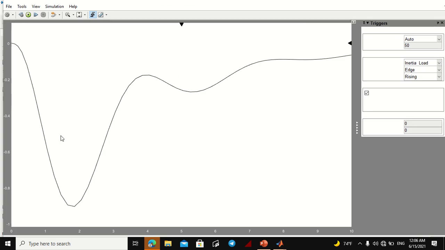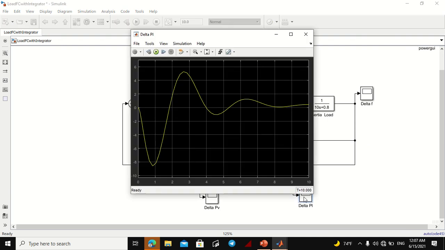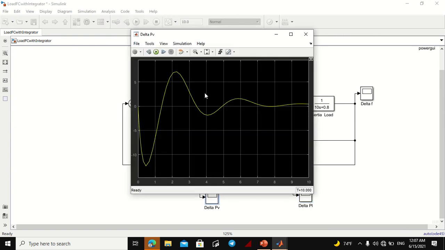As you see, we have a graph for the frequency deviation. And also for delta P. Also we can get for delta PV.